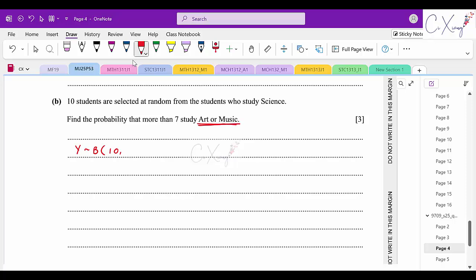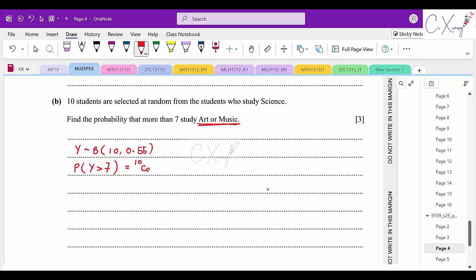Okay, so just now drama is 45%. Therefore, art or music in total will be 55%. So the p here will be 0.55. And we are interested in finding the probability of Y greater than 7. More than means greater than, no equal sign. Okay, if you're interested in Y greater than 7, that means I have to include Y equals 8, Y equals 9, and also Y equals 10. So I will start from 8 first.